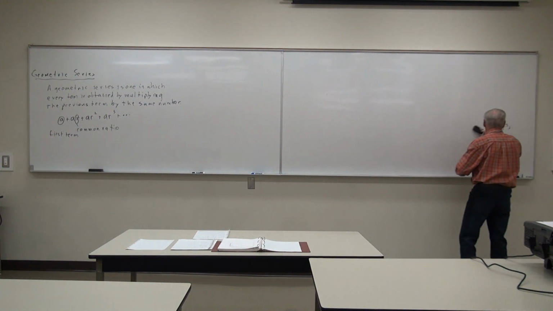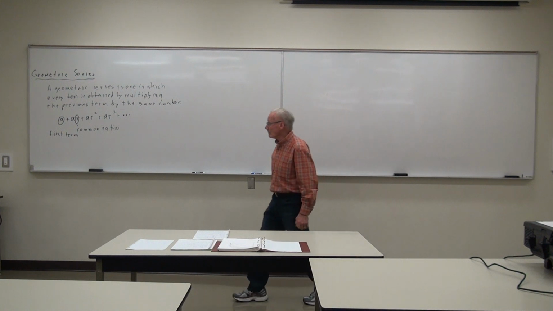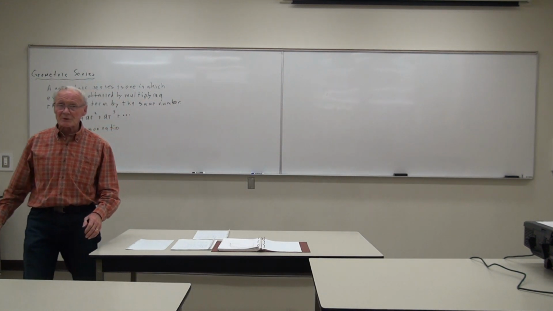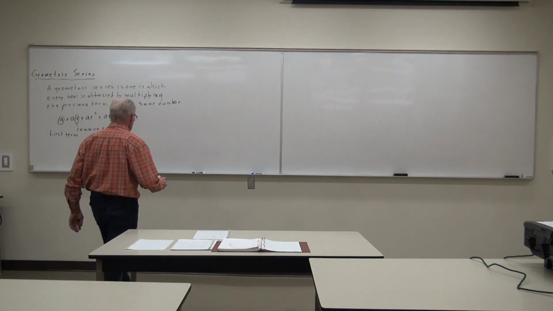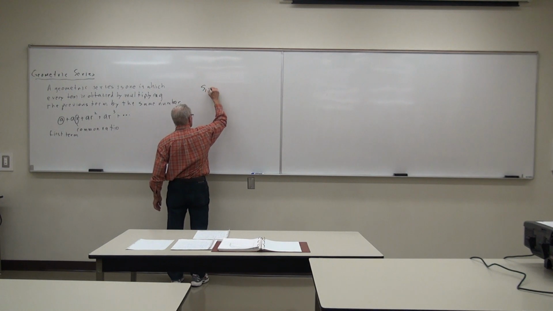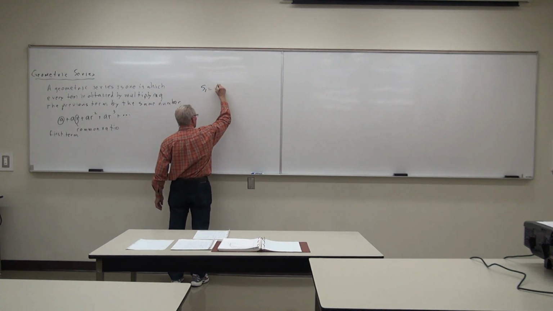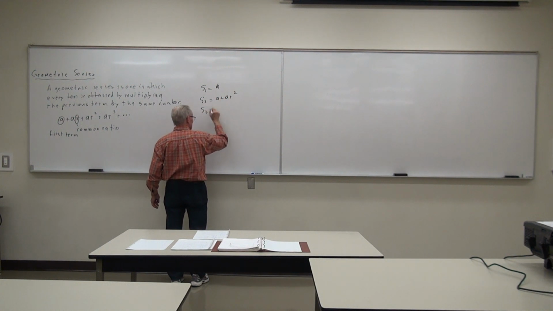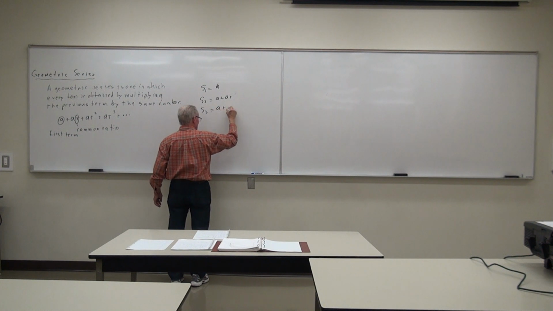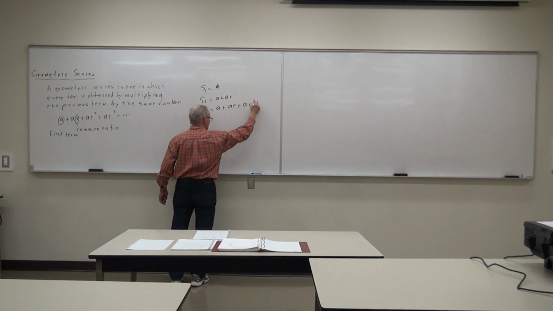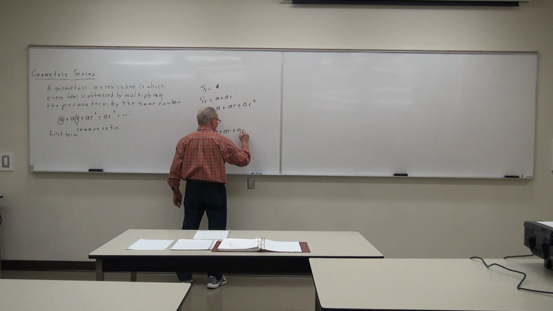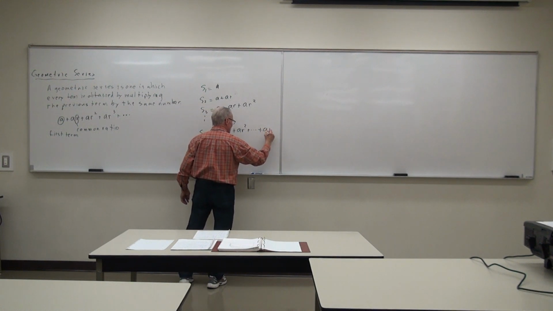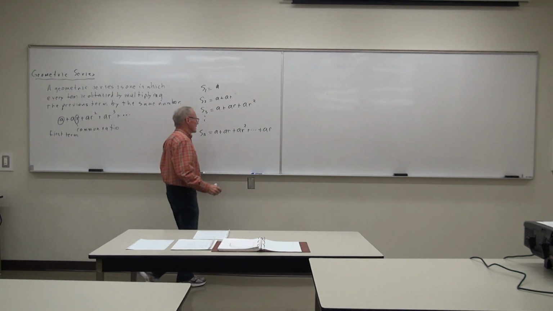How do we tell? There's only one way. I'm only giving you one way to decide whether a series diverges or converges, and that is to look at its partial sums. So let's look at the partial sums. S1 is equal to A. S2 is A plus AR. S3 is A plus AR plus AR squared. S of N is A plus AR plus AR squared up to AR to the N minus 1.